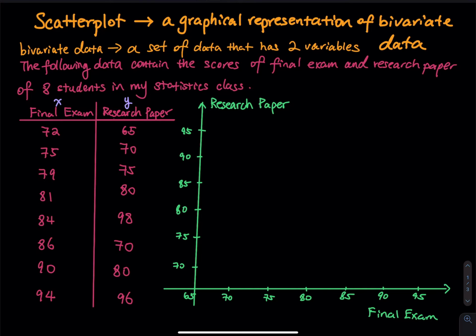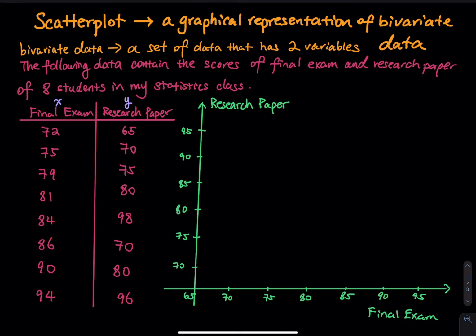So in the data, you expect to see 8 rows. The first student got 72 points on the final and 65 points on the research paper. So this is one student's information. And then the second student got 75 points on the exam and 70 points on the research paper. This is the data for the second student. And then the third student got 79 points on the final and 75 points on the research paper. All right.